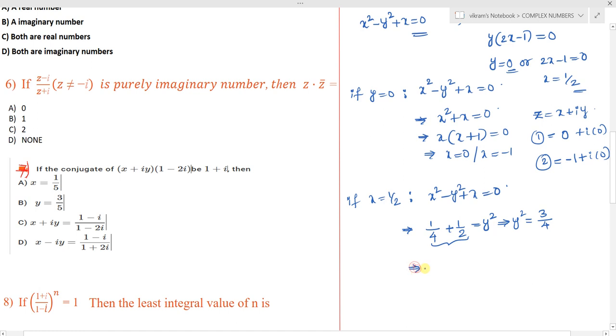That implies, and what we'll get, y equals plus or minus root 3 by 2. Okay, y is equal to plus or minus root 3 by 2. So then the complex number will become x plus iy, which is our required solution. Then the value of z: x is equal to 1 by 2, which is fixed, plus i into y, that is plus root 3 by 2, and in the other case plus i into minus root 3 by 2.